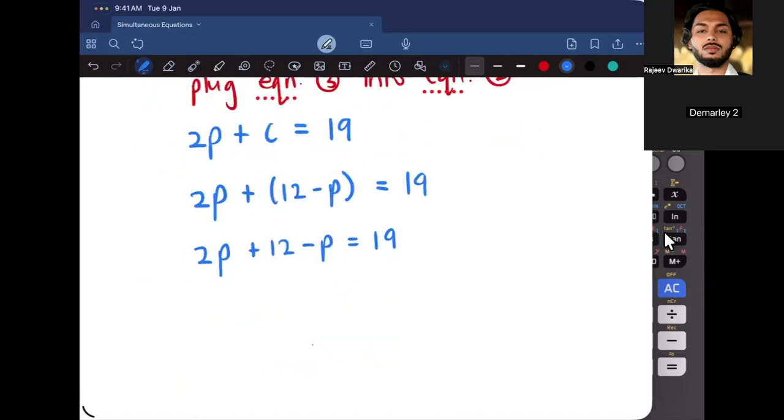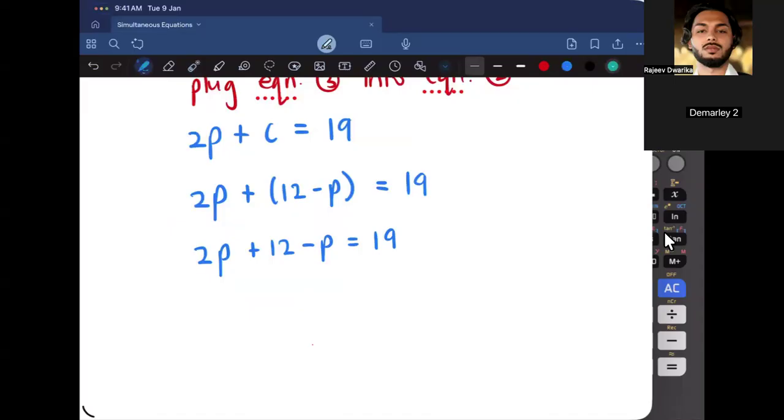Now you want to group together the like terms. Some like terms here would be P. So I have 2P minus P. Imagine you have two pencils. No, P is pens, right? P is pens. If you have 2 pens and you take away a pen, how many pens do you have?